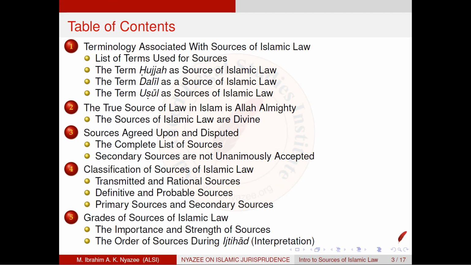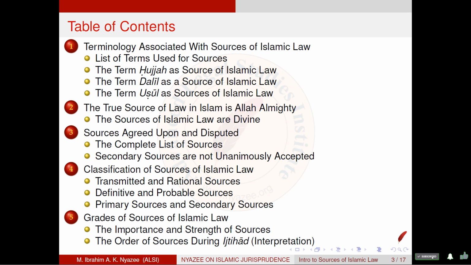This video introduces the terminology associated with the sources of Islamic law so that the viewer becomes familiar with these terms, as they will occur in future videos. It points out that the true source of Islamic law is Allah Almighty. It then distinguishes between sources that are agreed upon by the jurists and those that are not acceptable to all of them. There are different ways of classifying sources, and each classification has a purpose. These classifications are explained in this video.